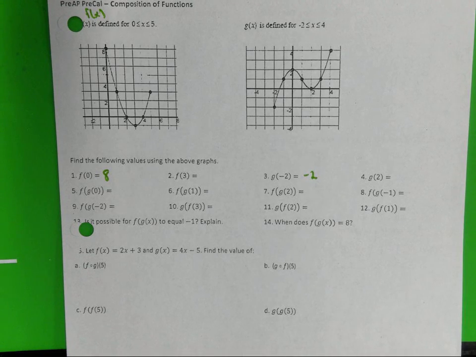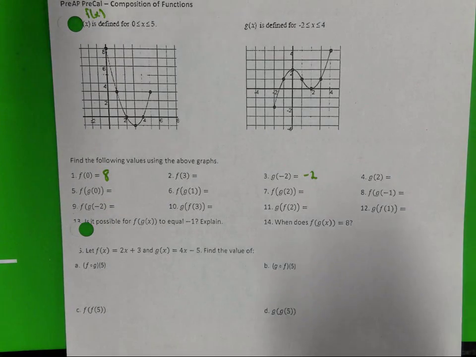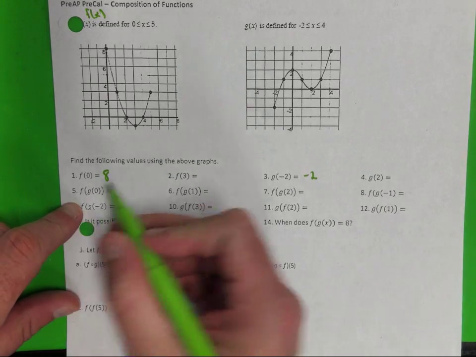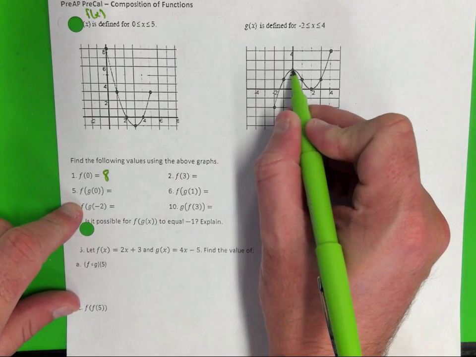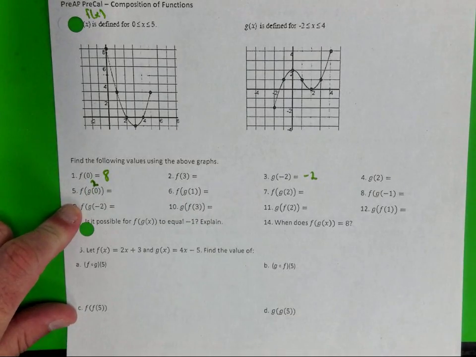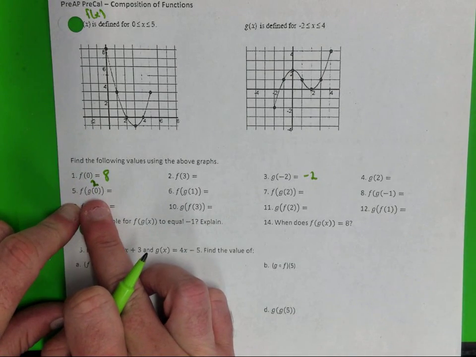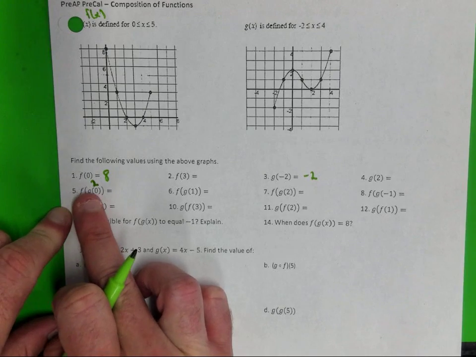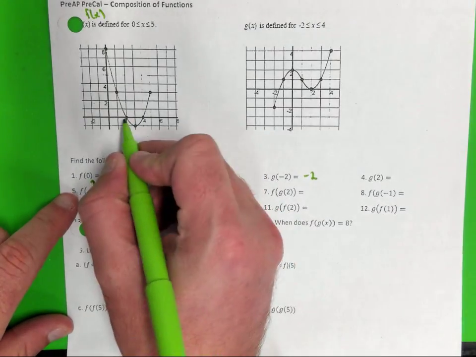Now, this is where composition comes up. We're using one function to help evaluate another function. It's the makeup, the structure of it, okay? So on number 5, we have f of g of 0. So I'm going to go to the g graph, find 0. What's my y value? Now I put that right above it. Once I find g of 0 to be 2, now I've got to find f of what? 2. What's f of 2?